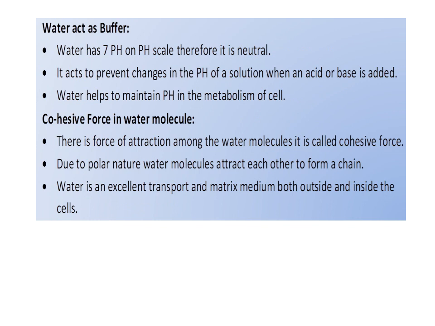Water acts as a buffer. Water has a pH of 7 on the pH scale, therefore it is neutral. It acts to prevent change in the pH of a solution when an acid or base is added into water. Water helps to maintain pH in the metabolism of the cell.